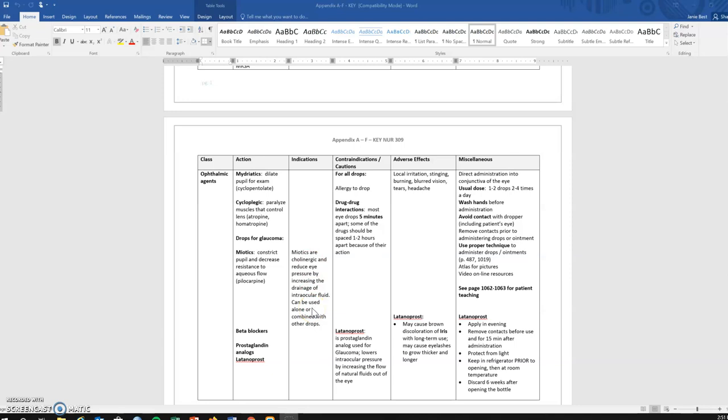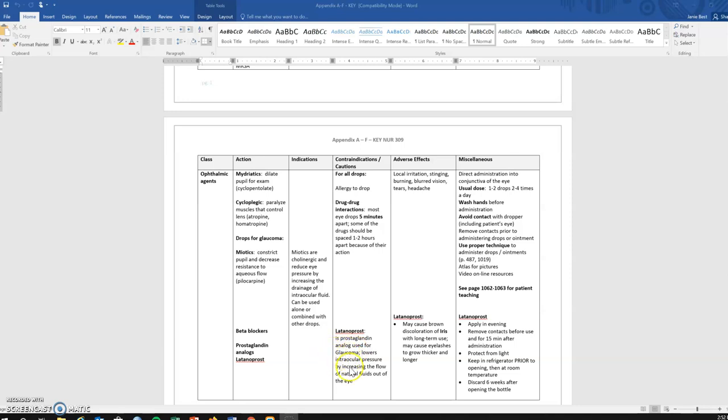For all drops, you should not give the drop if the patient has had an allergic reaction to that drop in the past. And in the directions for how to give eye drops, you will find that most eye drops you need to give 5 minutes apart. So if you have a couple of drops you're using for glaucoma, you give one drop, wait 5 minutes before you give the other drop. And then again, some drugs may be spaced 1 to 2 hours apart because of the way they act, and the physician and provider will write specific directions for that.